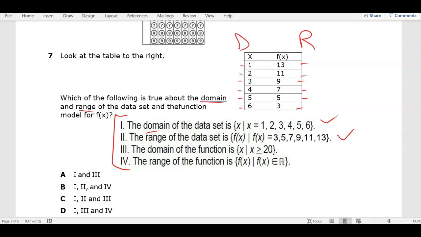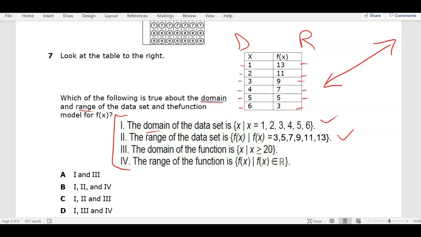Yes. Okay. Here's where it gets tricky. So the domain of the function of x, the x values are greater than 20. The range of the function value f of x is all real numbers. Okay, so this function is linear. It's continuing, it's going forever, right?